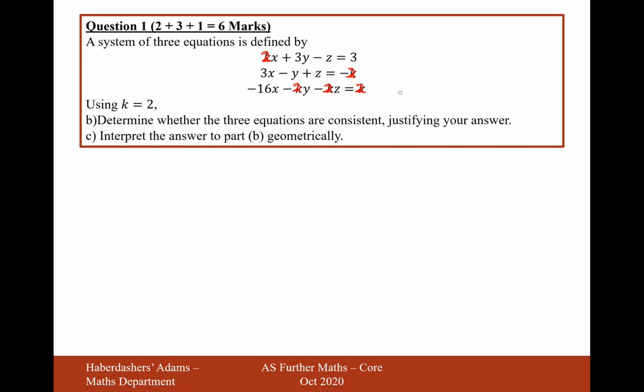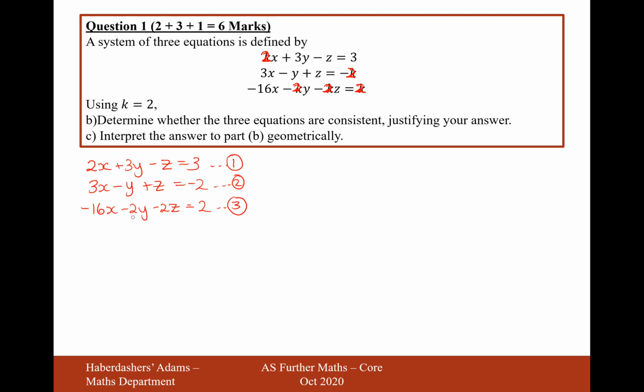I know that the determinant equals 0, so now I just have to treat this as a solving simultaneous equations kind of question. So this here will be my first equation. The next equation will be 3x minus y plus z equals minus 2. The next one will be minus 16x minus 2y minus 2z equals 2. I'll call the first one equation number 1, second one equation number 2, third one equation number 3, and I'm looking to eliminate one of the variables in a couple of different ways.